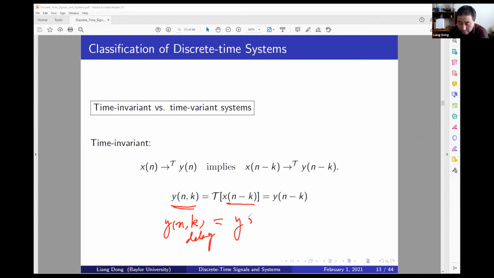So its representation can be simplified as y[n - k]. I only care about the relative time, delta n. Now remember this, the last line. We're going to use that to analyze a linear time invariant system.